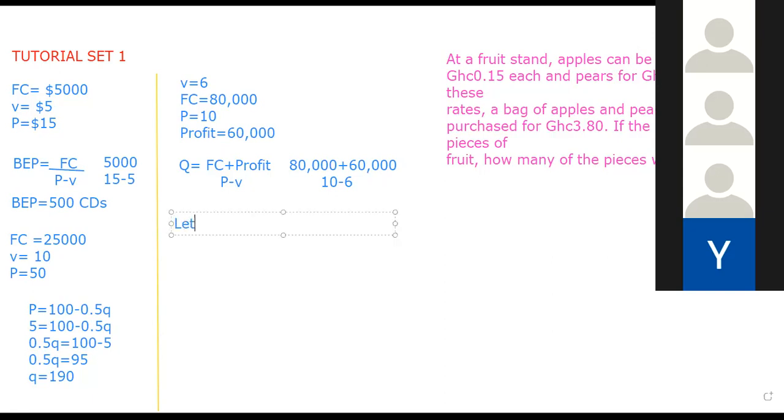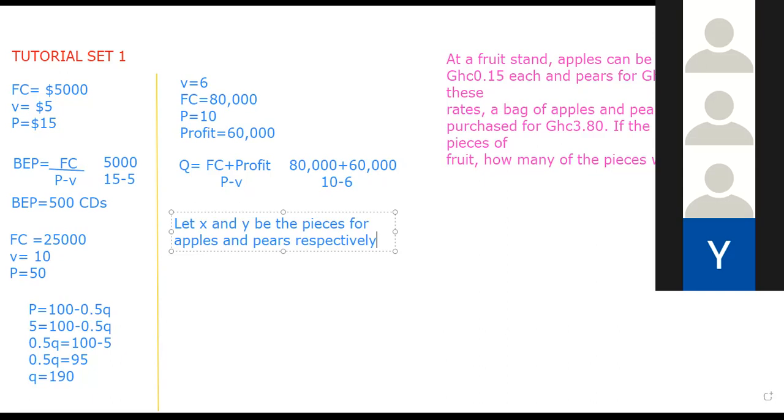So you say, let X and Y be the pieces for apples and pears, respectively. And I told you that anytime you have to find an answer for two variables, then you must have two equations. If it is one variable, one equation; two variables, two equations; three variables, three equations, before you can do that. So we have to develop two equations here.